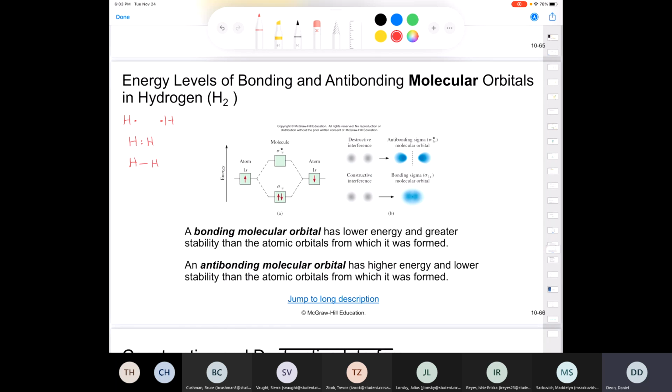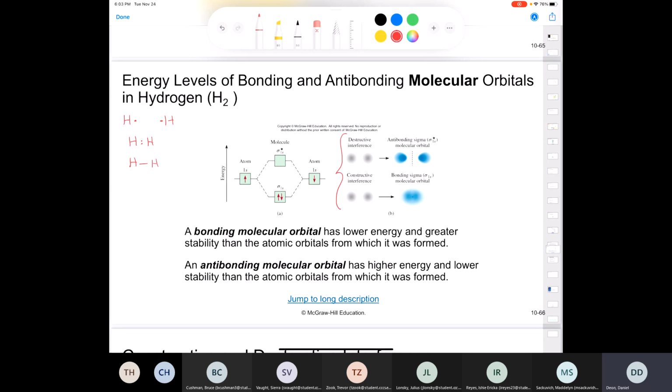Well, if we think about molecular orbital theory, rather, this is the way we're going to think about it. Here's one of those hydrogen atoms, 1s1. Here's the other hydrogen atom. It's 1s1 as well. Now, what's going to happen is when those orbitals come together, there's two possibilities, right?